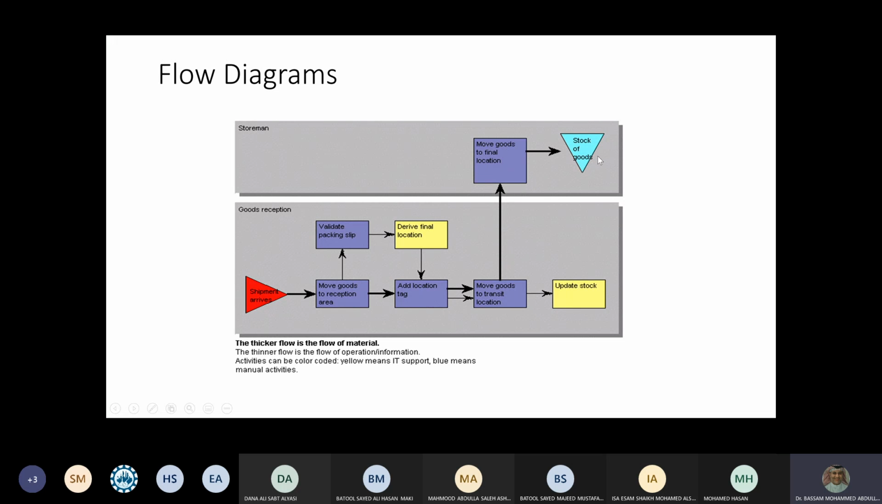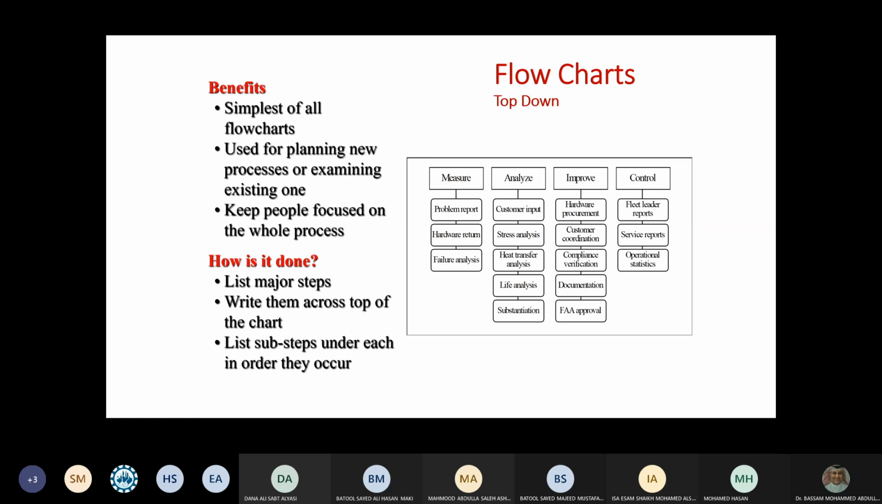And this triangle, which is vertical like that, means stocks and goods. It means storage. Now, this shape could change from one company to another. The main things that you need to know are the rectangular ones, the circle ones, and the rhombus shape.